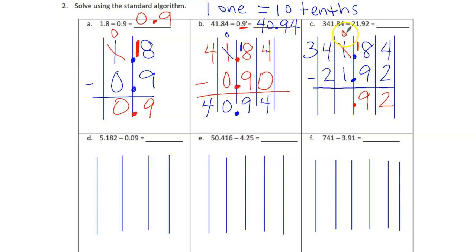If I have no ones, I can't take away any ones. So I'm going to have to rename one of my tens. So now instead of 4 tens, I'm left with 3 tens. The 1 ten that I'm taking, I'm going to rename it as 10 ones.